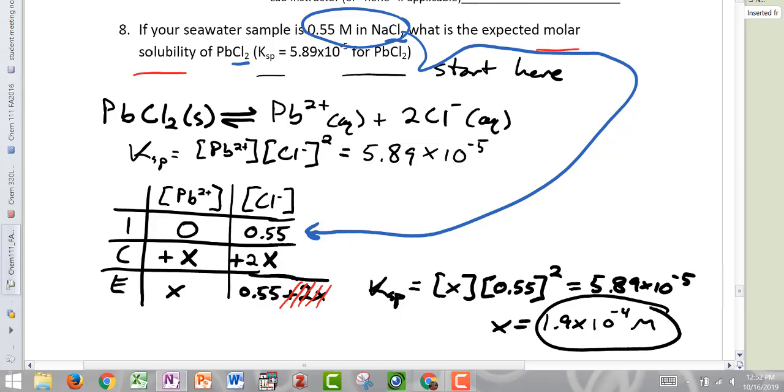Yep, square 0.55, divide both sides by whatever that is, and that's x. Yep.